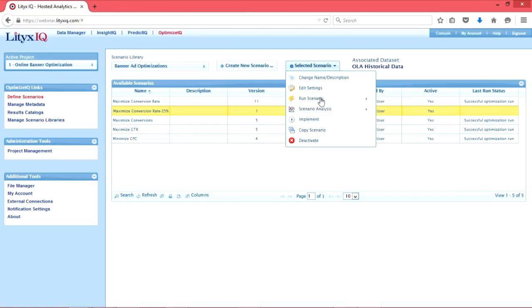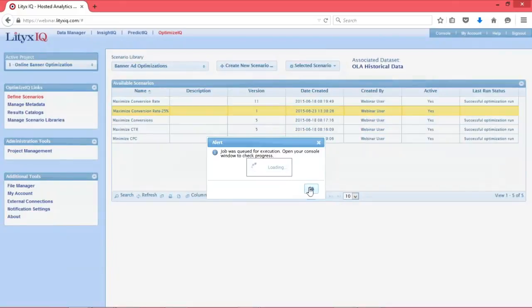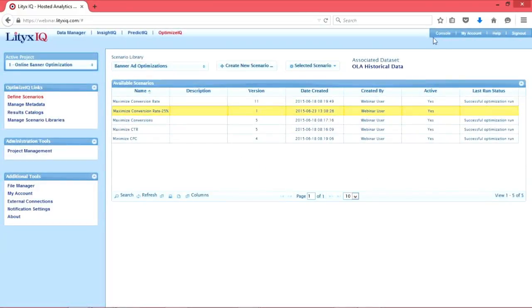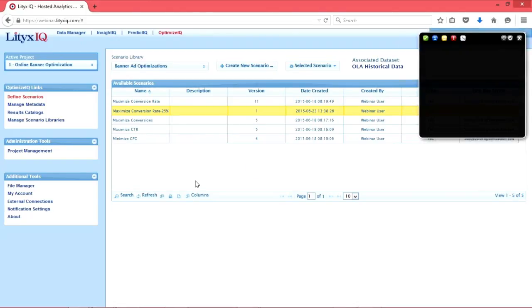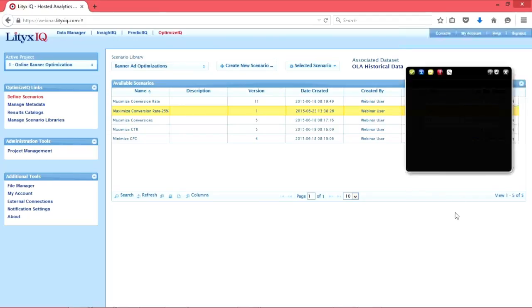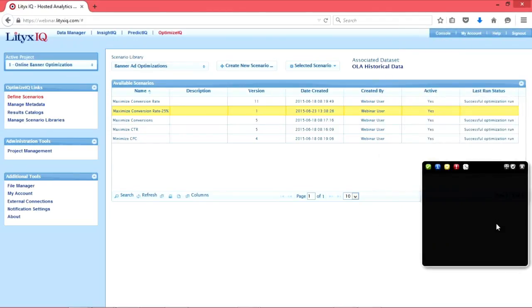I want to run it. The other scenarios here were pre-run for the sake of time in our webinar, but let me go ahead and run this one as we talk here, and I'll open the console to watch our progress. Essentially, again, what we're doing here is asking that question, what are the trade-offs that are being made if we reduce budget by 25%?